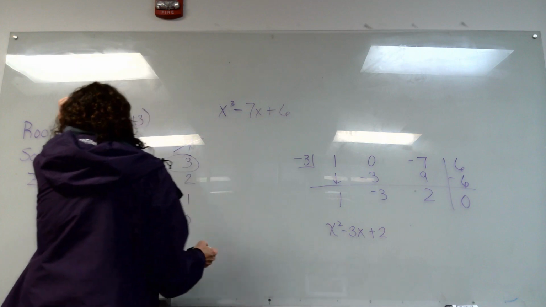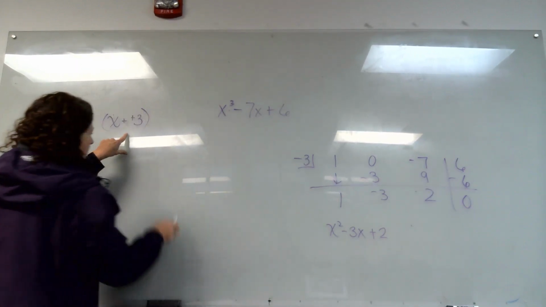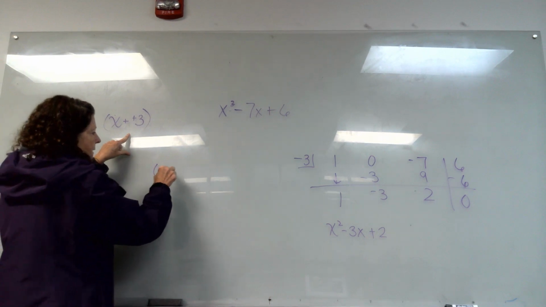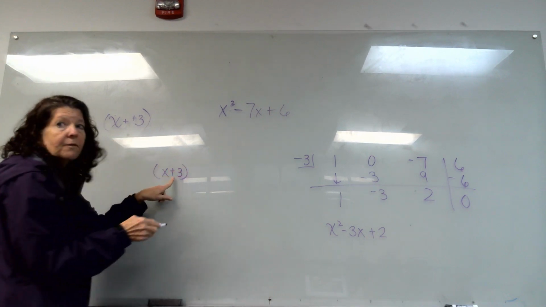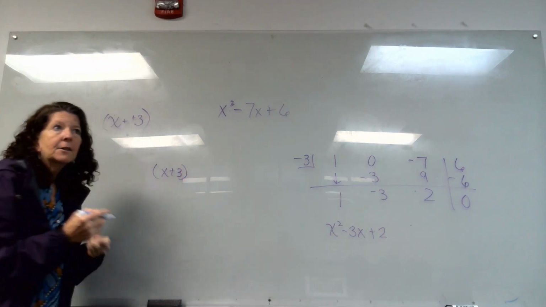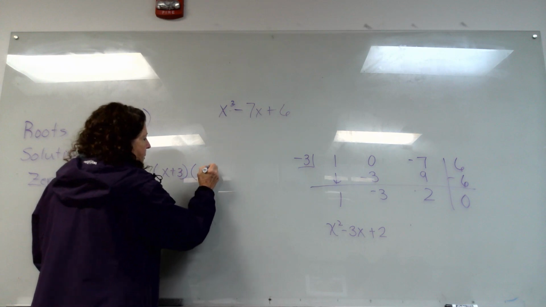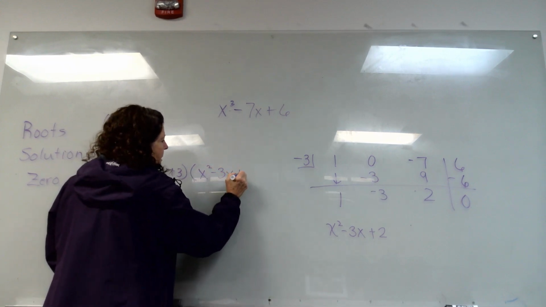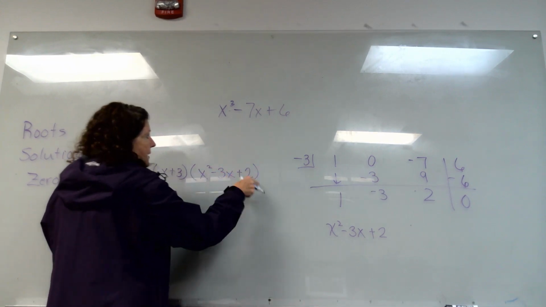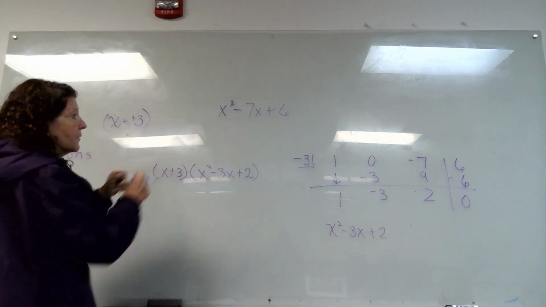So what I'm saying is x plus 3, which is the factor form of -3, and remember a factor is what you multiply together to get something, times x squared minus 3x plus 2 is going to give me that if I multiplied it. Those are the two factors of it.